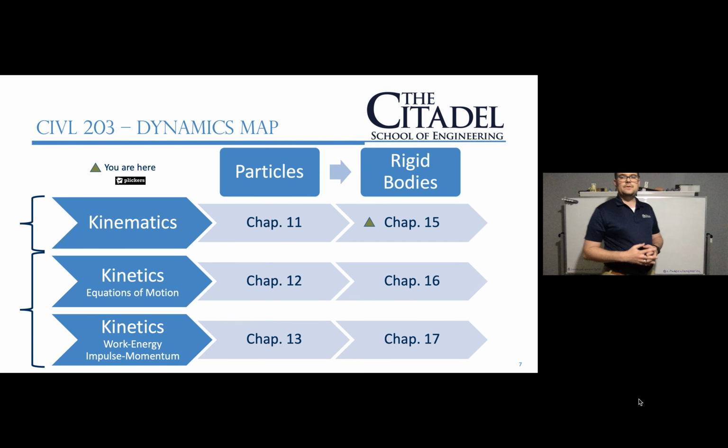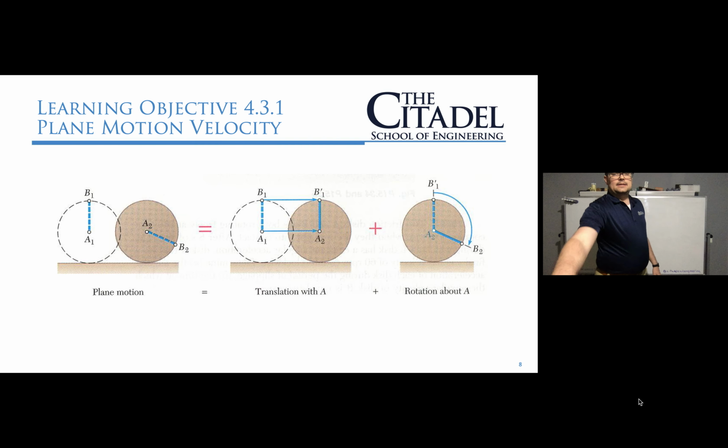We are in Chapter 15 of Beer and Johnson's Dynamics textbook, looking at rigid body kinematics. First thing we want to note is that we have discussed plane motion as the superposition of translation and rotation. And so as we go in today's lecture, we're going to have exactly the same behavior. And so with that in mind, I'm going to stretch this screen over a little bit.